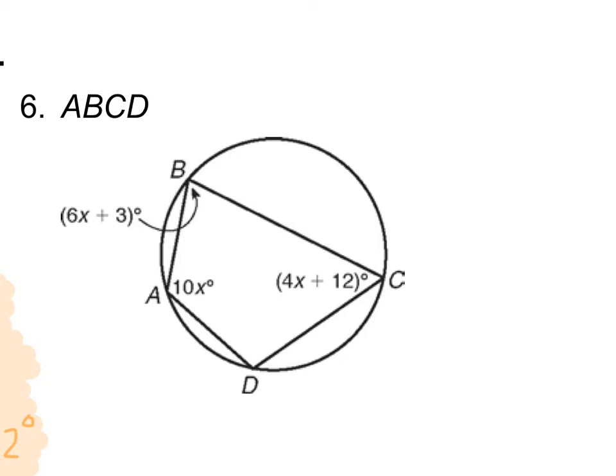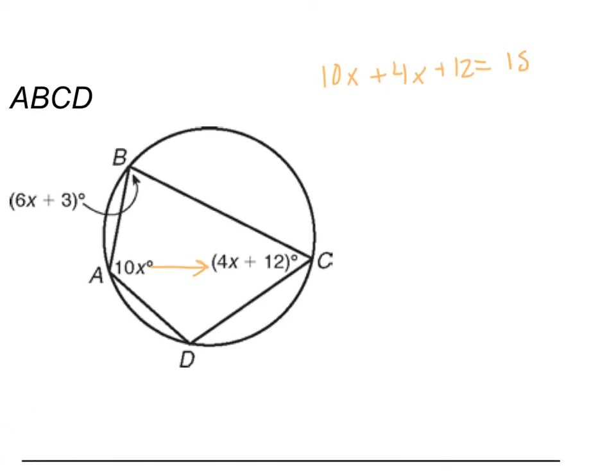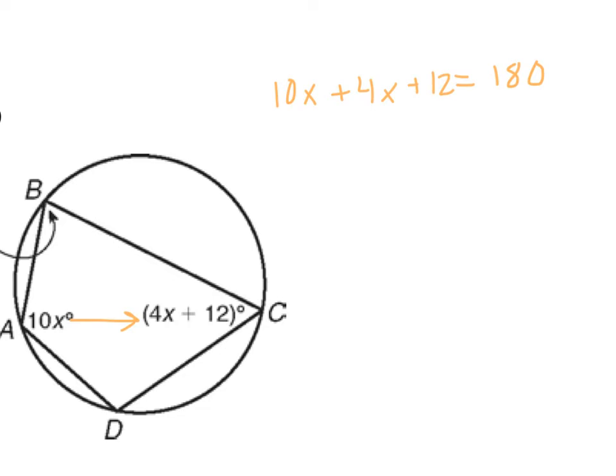Okay, we're going to do the same thing for number 6. So our opposite angles are supplementary. So 10x plus 4x plus 12 is equal to 180. Now we need to combine the like terms to solve for x. So we have 14x, and we can subtract 12 on both sides. So 14x is equal to 168.